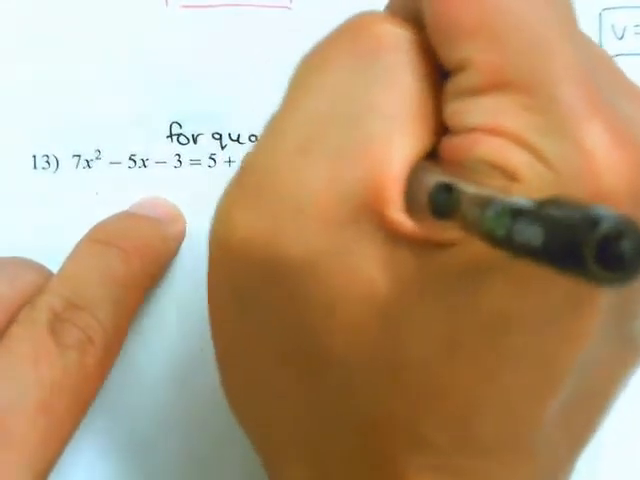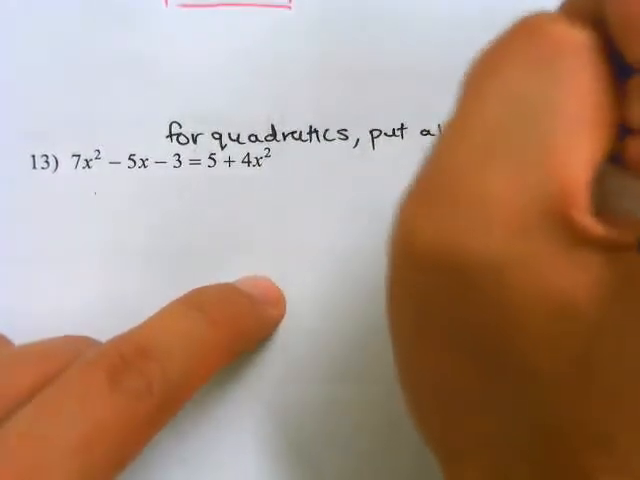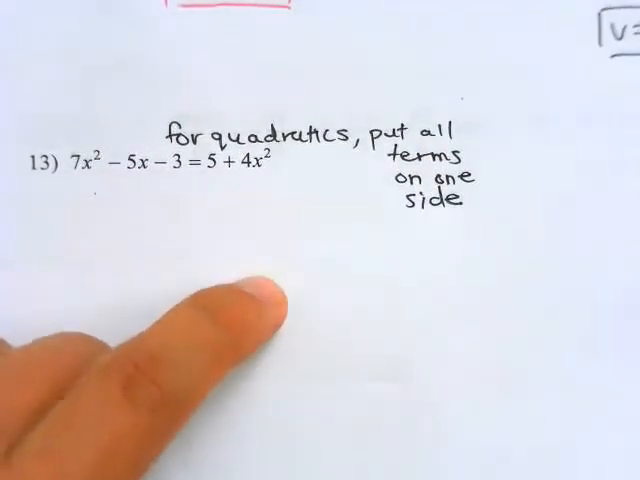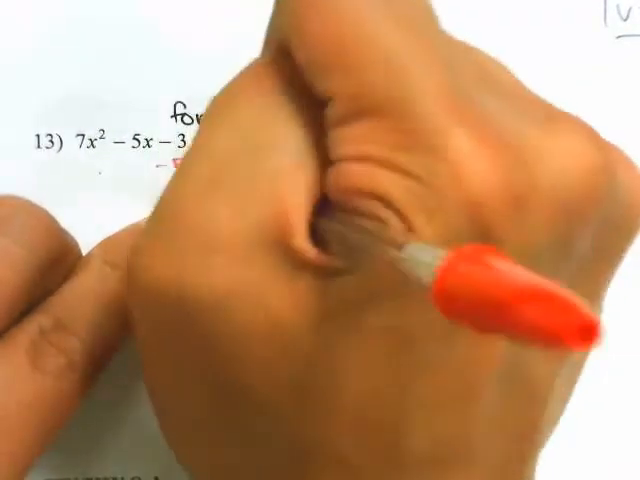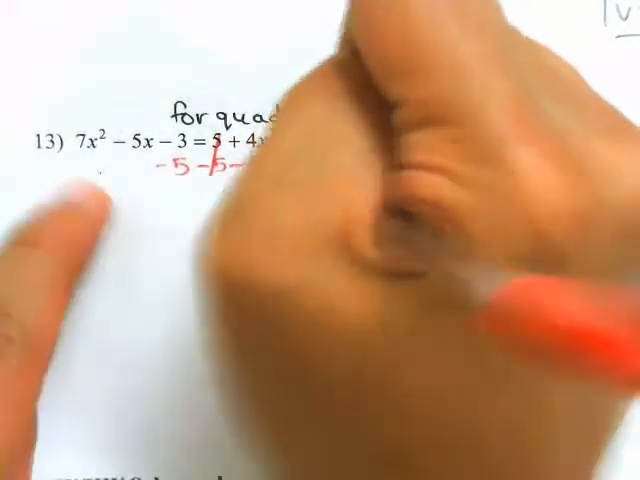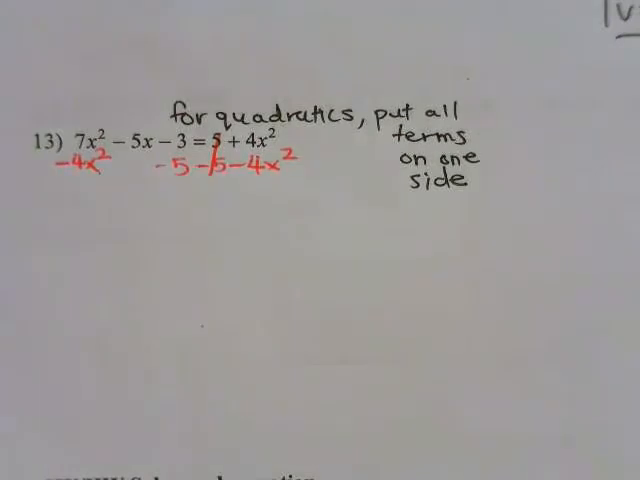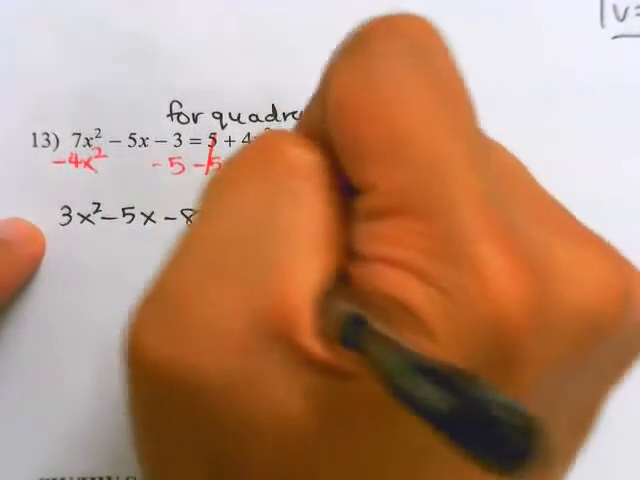Okay, so for quadratics or for parabolas, for quadratics, put all terms on one side. Let's go ahead and do that. +5 now is we're going to -5 on both sides. And then I'm also going to do it at the same time. We're going to subtract 4x squared on both sides, but I'm just making sure that I put that right below where they have like terms on. So 7x squared minus 4x squared. Okay, so now this is 3x squared minus 5x minus 8 is equal to now a 0.